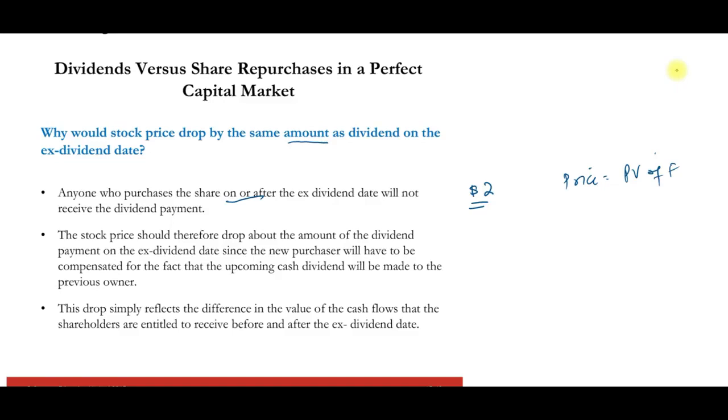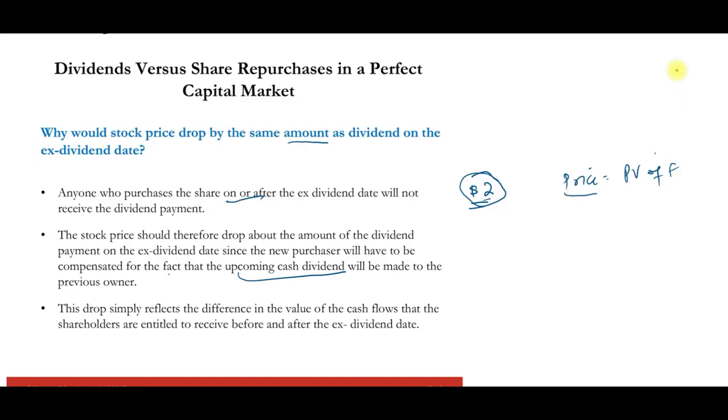The stock price should therefore drop about the amount of the dividend payment on the ex-dividend date, since the new purchaser will have to compensate for the fact that the upcoming cash will be paid to the previous owner. Okay, so the story of this slide is that because we have already received this $2, the shareholder after the ex date cannot claim this $2.